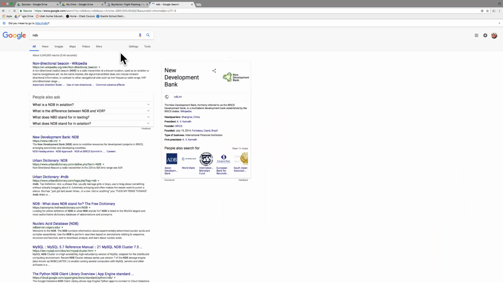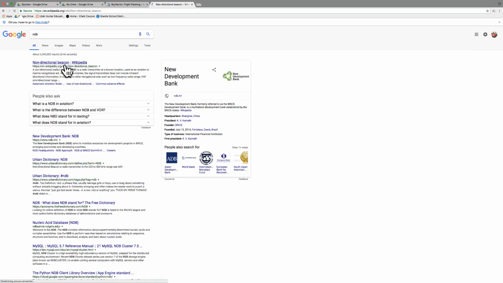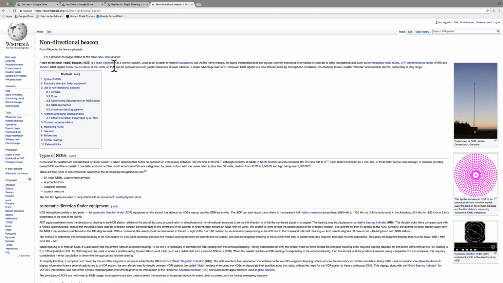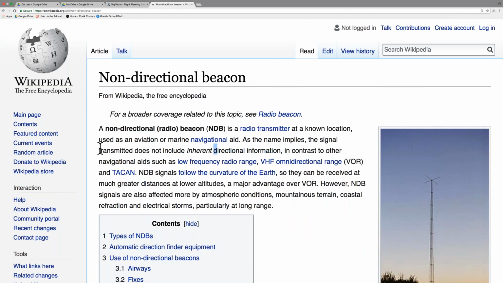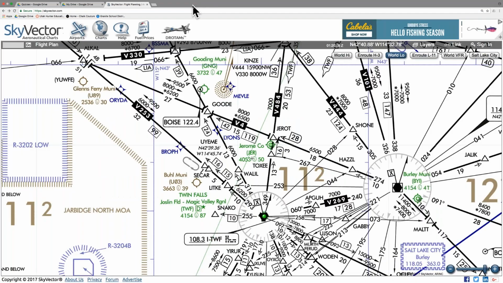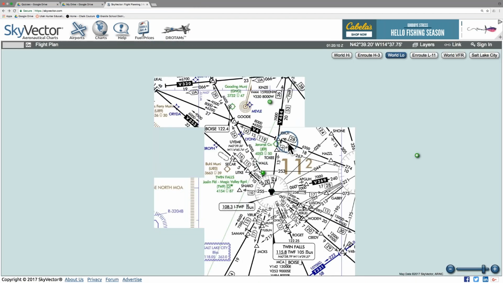Was an NDB like the original instrument that did that, and then they upgraded to a VOR, just added onto it, or are they two completely separate systems? No, it's a separate system. Okay. Yeah, like good old Wikipedia says here, the signal transmitted does not include inherent directional information. Those are the words I was looking for, but for some reason I couldn't come up with them.